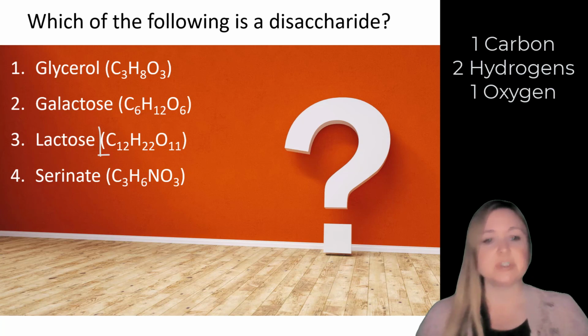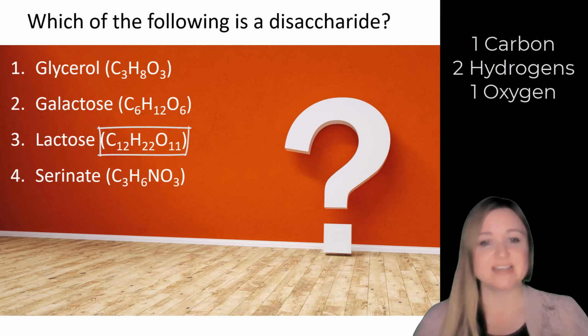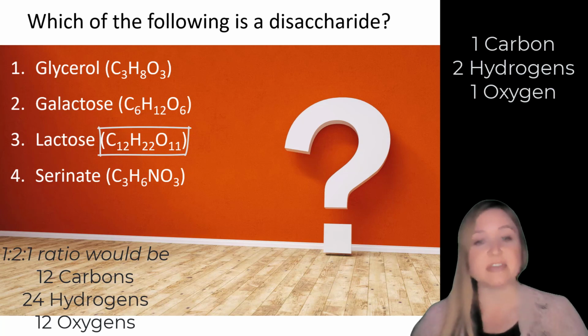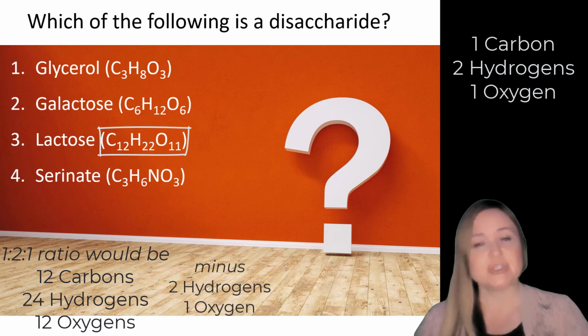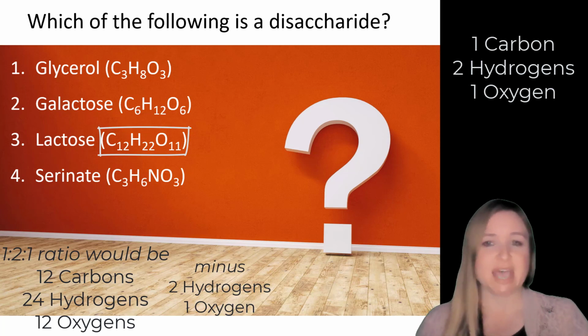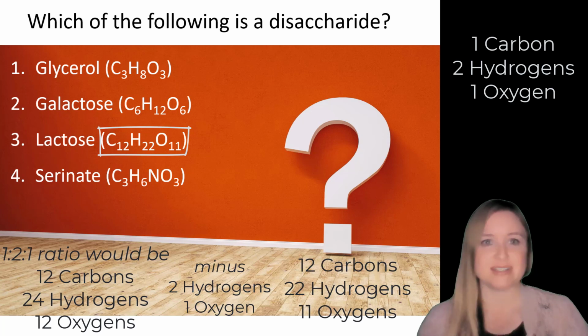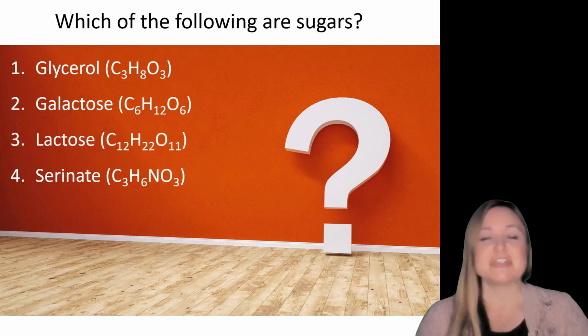So here's lactose with 12 carbons, 22 hydrogens, and 11 oxygen atoms. So that follows the disaccharide, right? It's that 1 to 2 to 1 ratio of carbon to hydrogen to oxygen minus the 2 hydrogens and the 1 oxygen atom found in the water molecule that's released when the monosaccharides bond into that disaccharide. So the answer here is lactose. Lactose is our disaccharide. Now, let's look at this question.